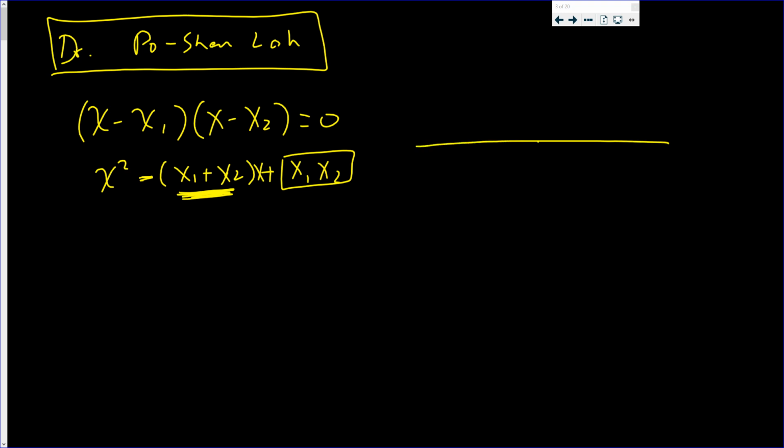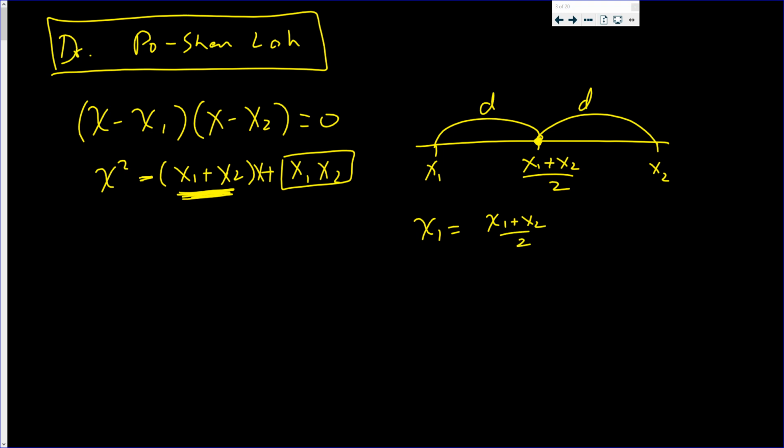Well, let us look at the middle. So let's suppose x1 is less than x2. The average right in the middle will be (x1 plus x2) over 2. Now, since this is the middle, this distance and that distance will be the same. Let's call them d for distance. Well, in this case, x1 will be the midpoint minus d, while x2 will be the midpoint plus d.